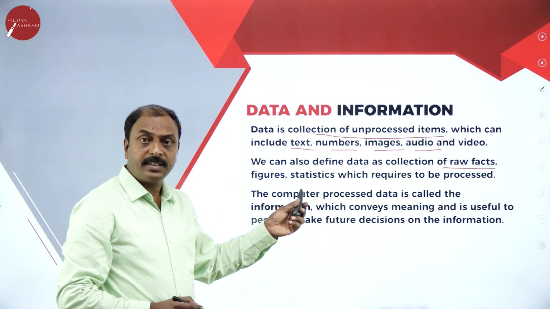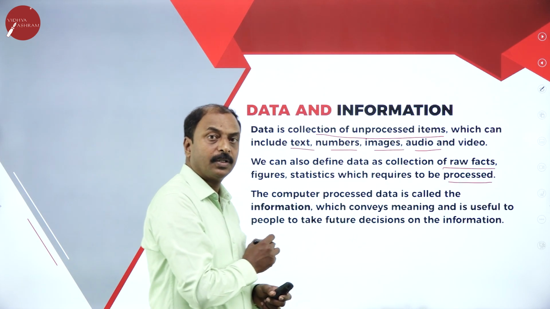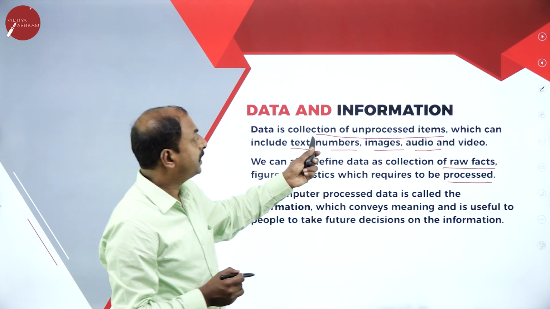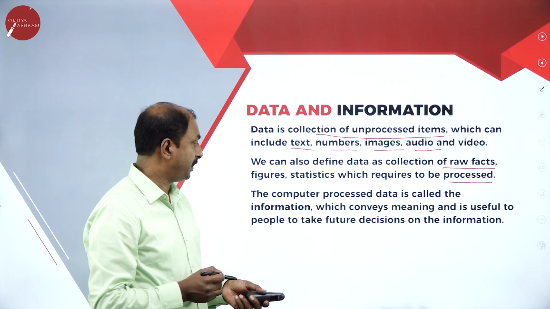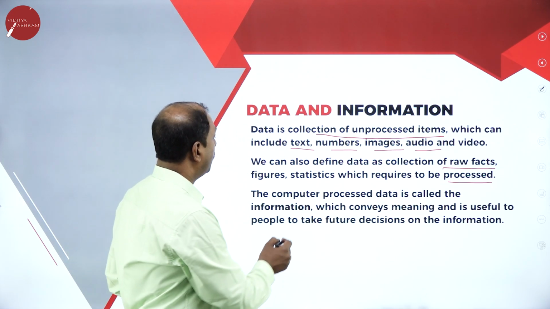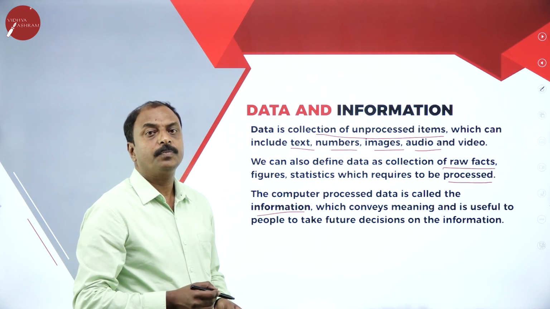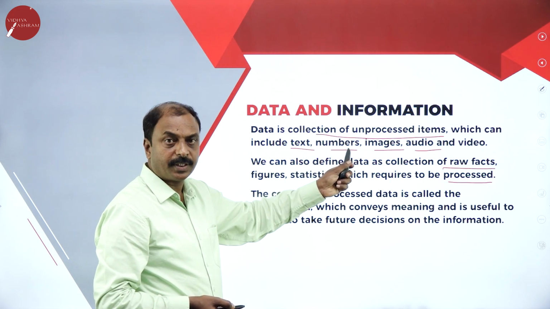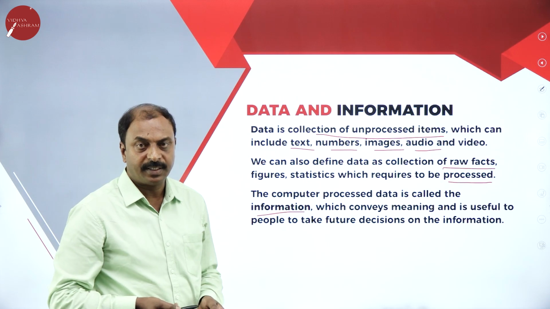And this data has to be processed. This is important. Once the data is there, this data has to be processed for a meaningful result or information. So the computer processes the data; the result of data processing is called information. Once the data is given to the computer, it has to be processed, and we get the result.